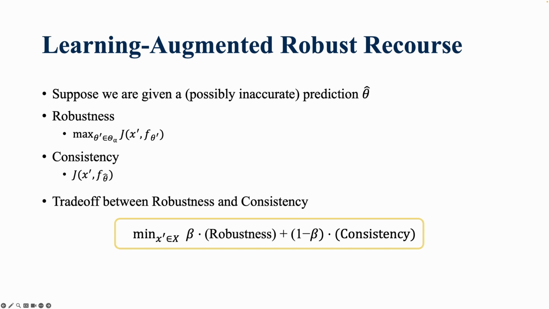And we investigate algorithms that explore this trade-off between robustness and consistency, where beta acts as a tunable parameter to control this balance. Now, our algorithm is a greedy algorithm, similar to our robust approach, and it finds a solution in this setting.